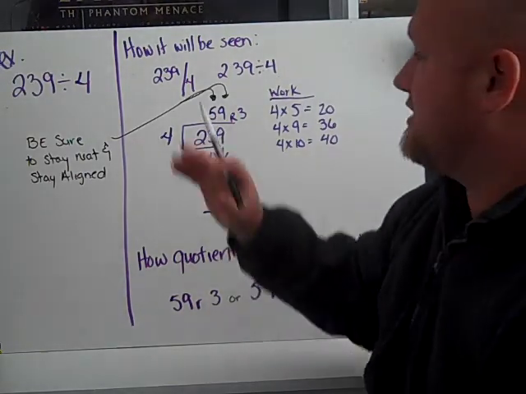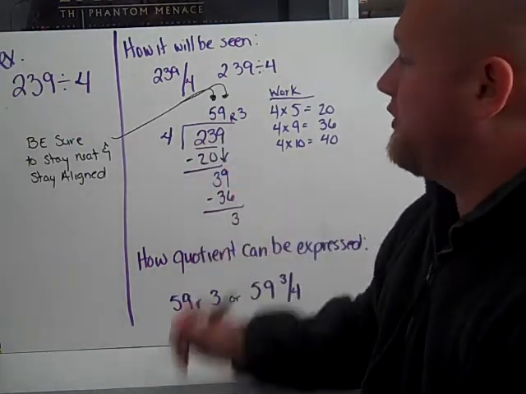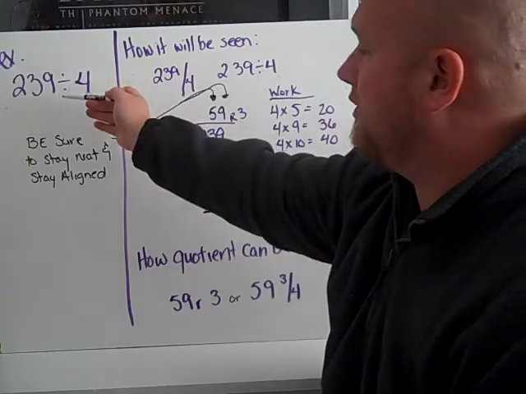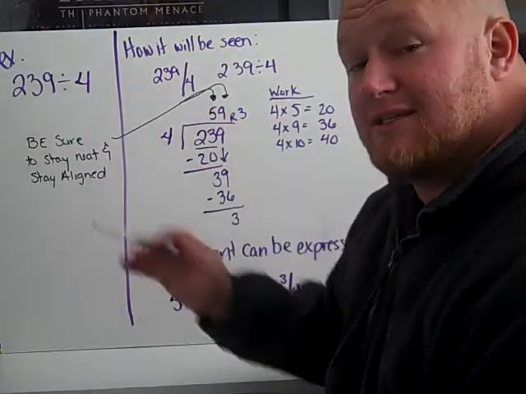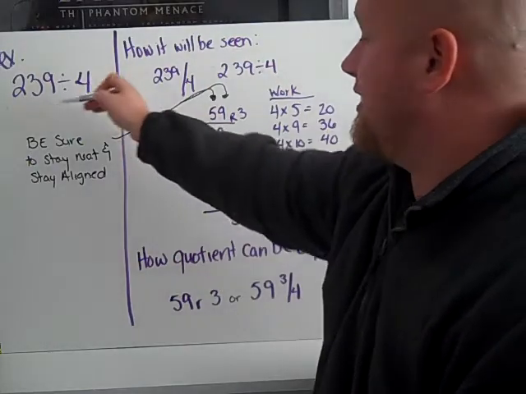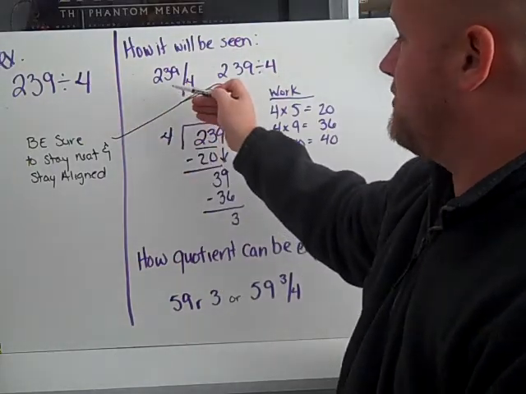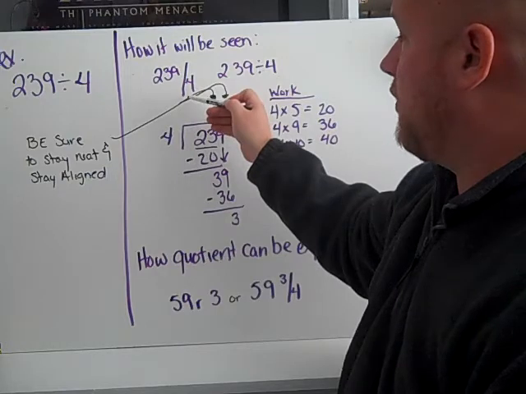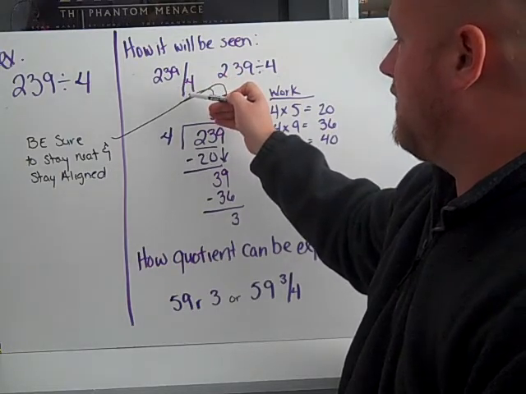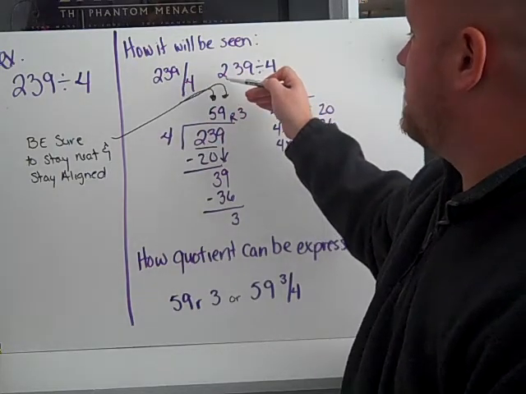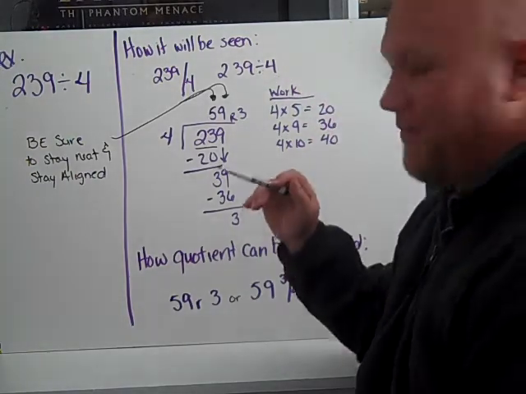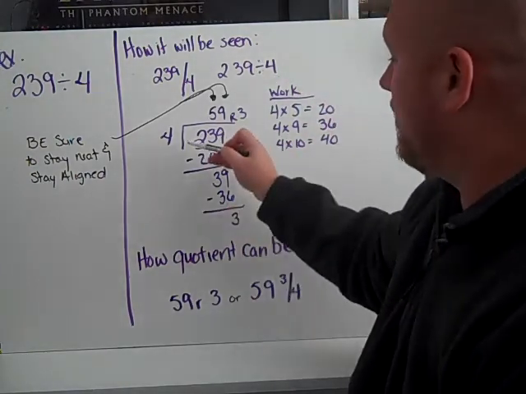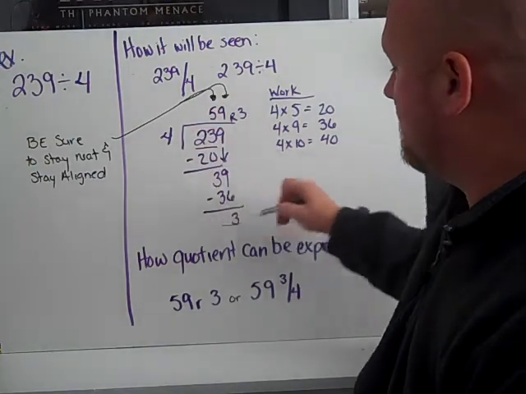The example we're going to use is 239 divided by 4. Divisor, dividend. You can see it a couple different ways. Like I gave it to you, or with a fraction bar, 239 fourths, which is 239 divided by 4. That's the same thing. How we're going to use it is we're going to work it out in this standard form right here.